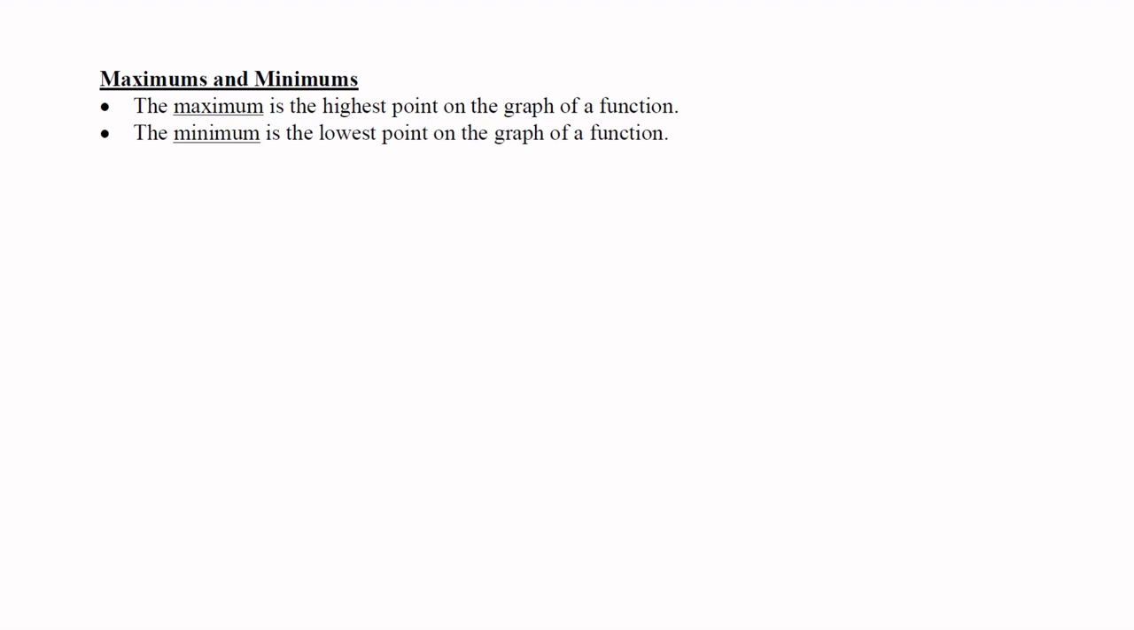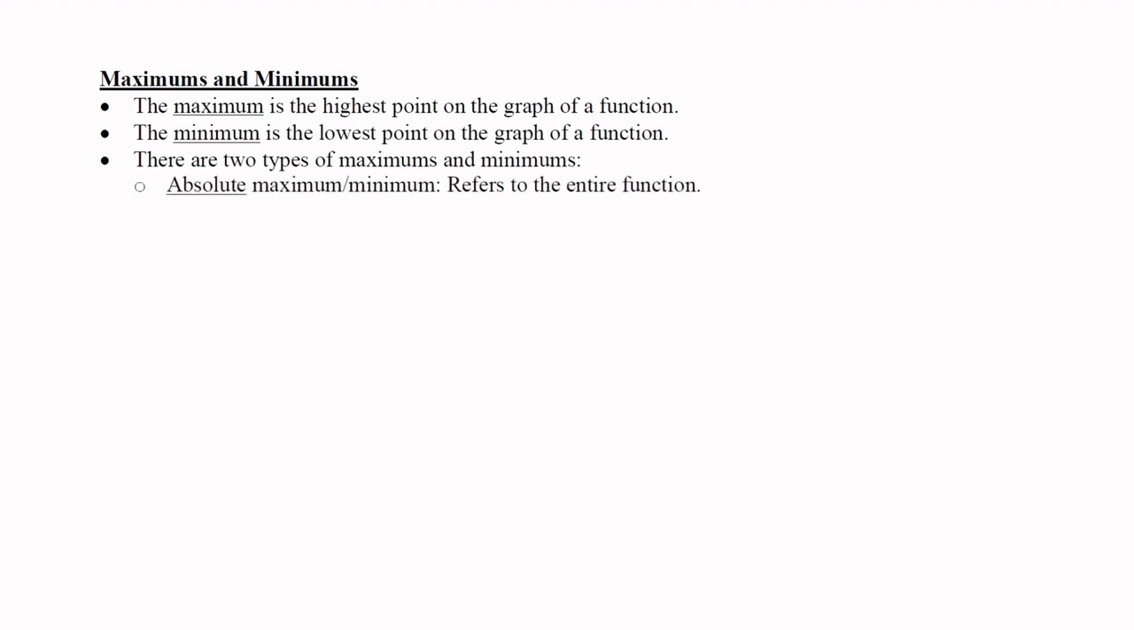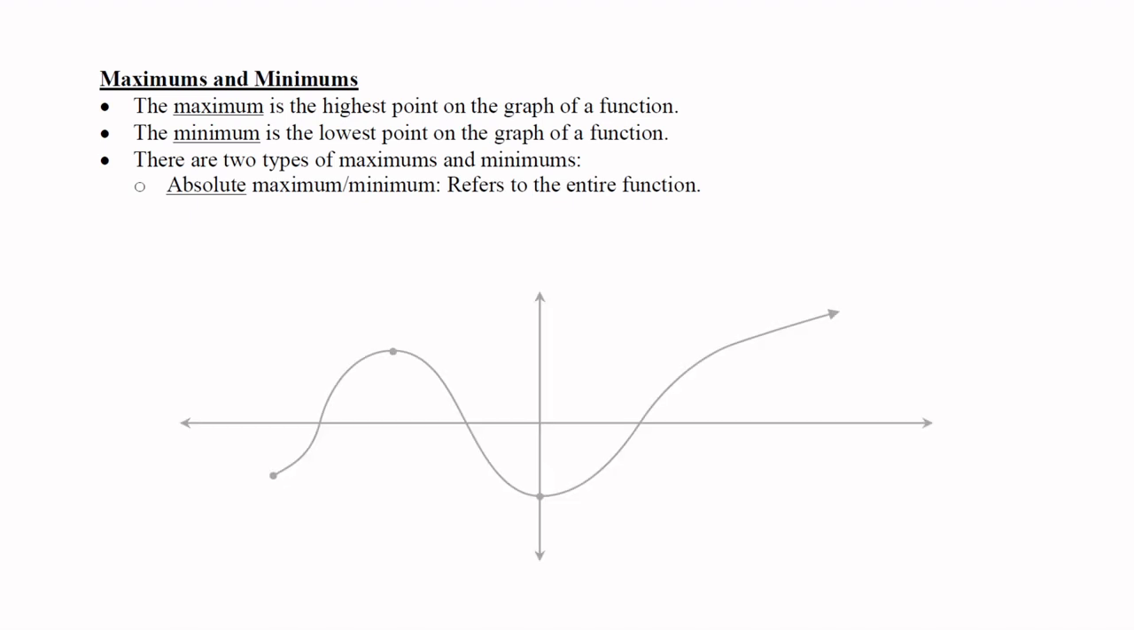The last key feature we're going to talk about is maximums and minimums. The maximum is the highest point on the graph of a function. The minimum is the lowest point on the graph of a function. There are 2 types of maximums and minimums. The first is an absolute maximum or minimum. This refers to the entire function. Let's go back to our graph and take a look at how this looks.